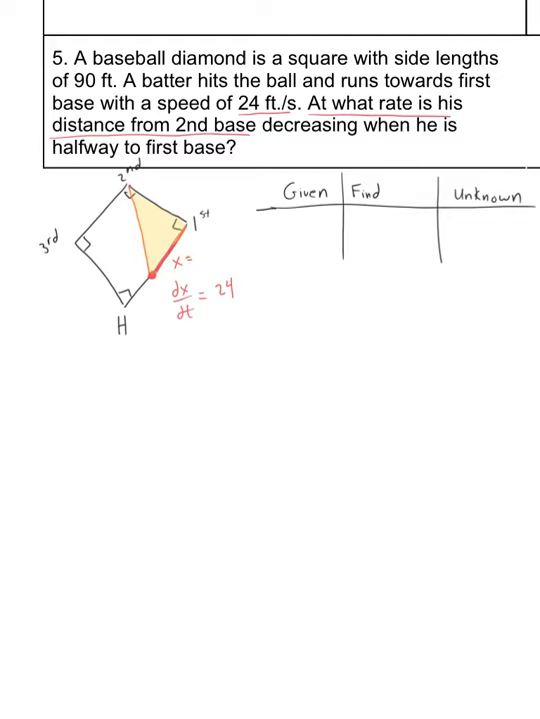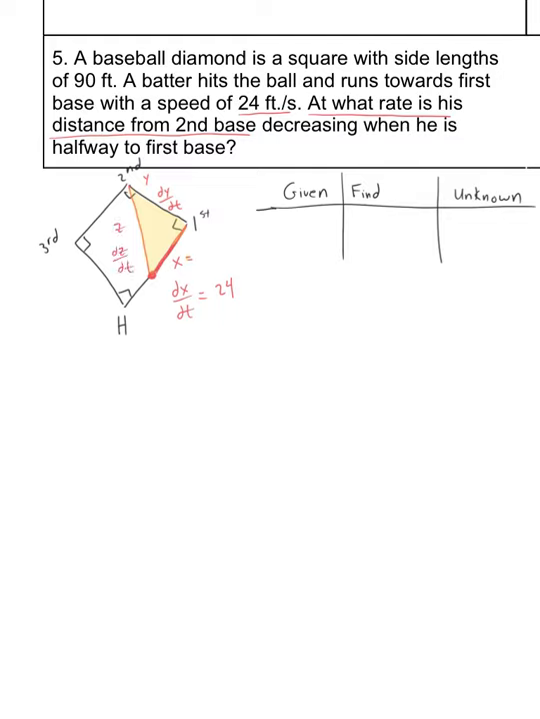Then the other leg of the right triangle is up here. I'm just going to call that y, and then we need a dy dt. And then the hypotenuse of our right triangle is the distance from the batter to second base. That's going to be our z and our dz dt.